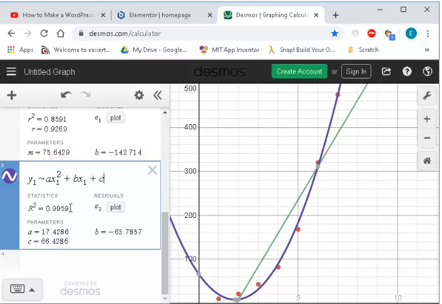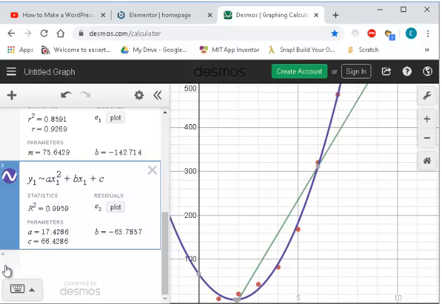0.9959. By the way, r squared is a number between 0 and 1. It can't be negative and it can't be greater than 1. The best value is 1. This means that the equation fits the data exactly. And 0 means that the equation does not fit at all. That's the worst case scenario. The best case scenario is when r squared is 1. And you can see that this quadratic regression is almost 1. It's a very good fit.